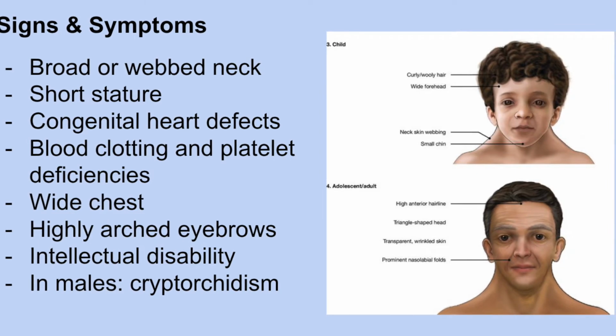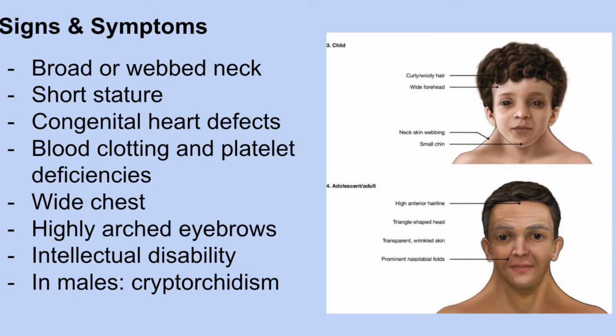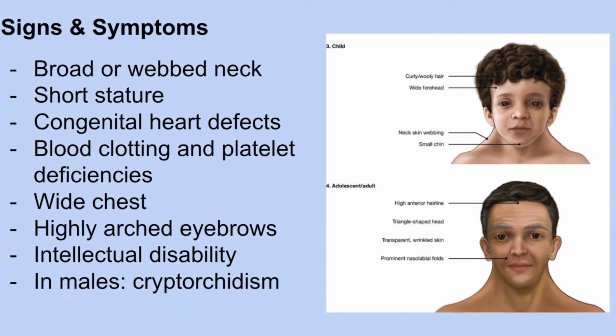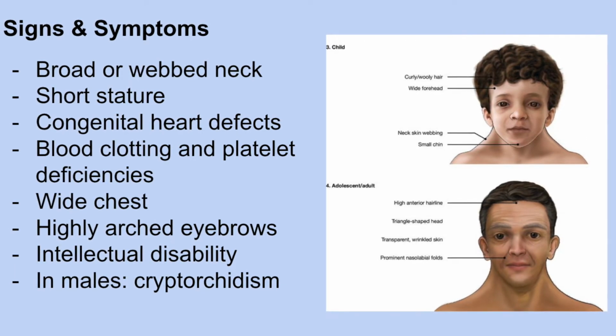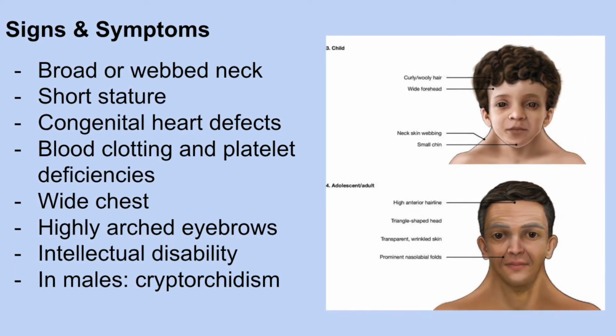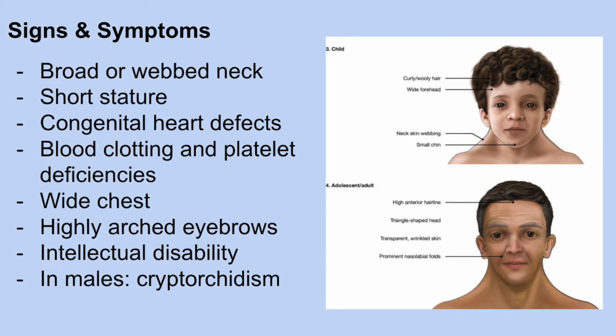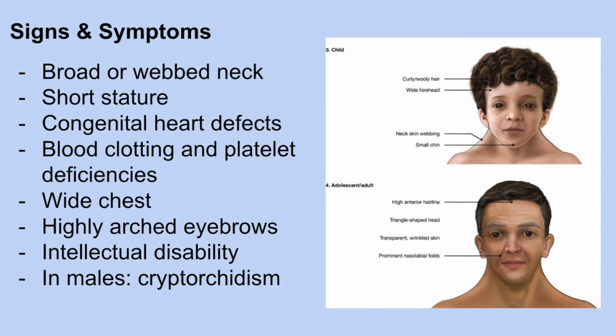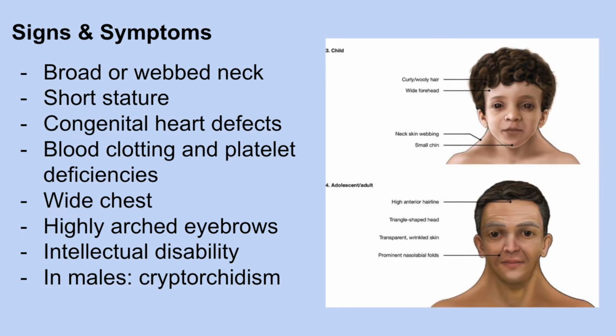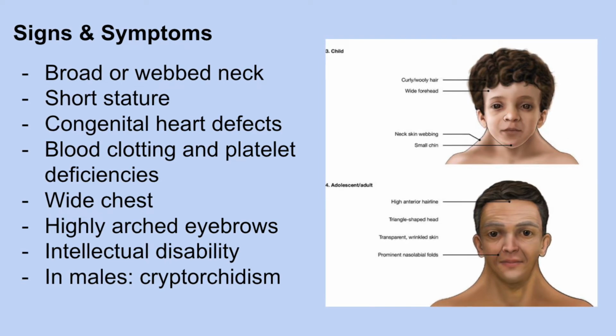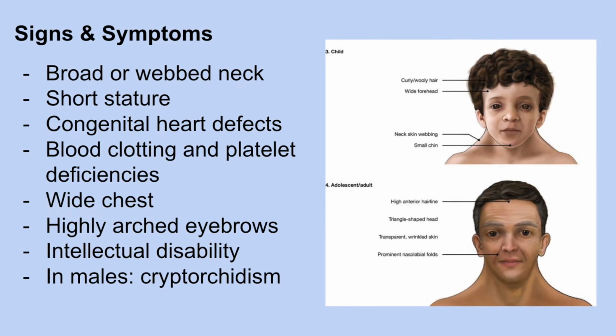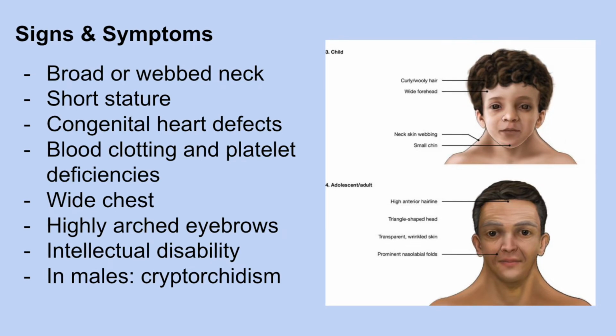You'll tend to see and notice a wide chest, highly arched eyebrows, and these eyebrows tend to be described as diamond-shaped. An intellectual disability may be present, but they're usually mild developmental delays. And then lastly, in males, you may see that those individuals have undescended testes, and that is called cryptorchidism. So that's just another sign and symptom that you'll see specifically in males.